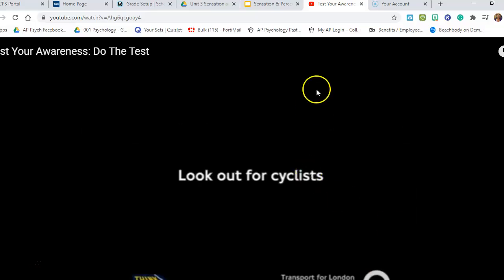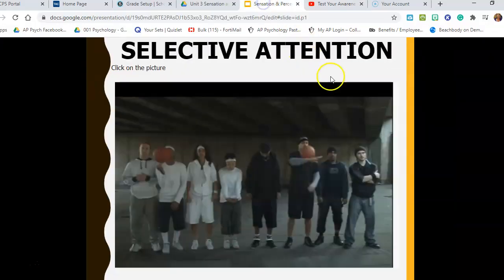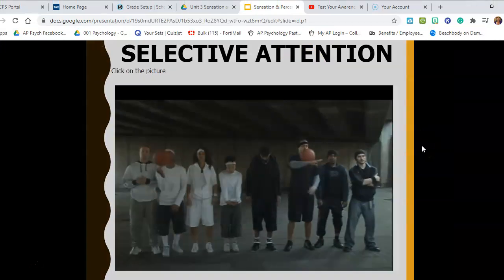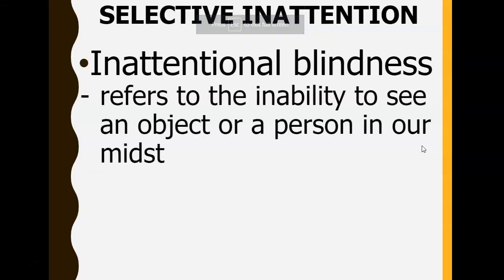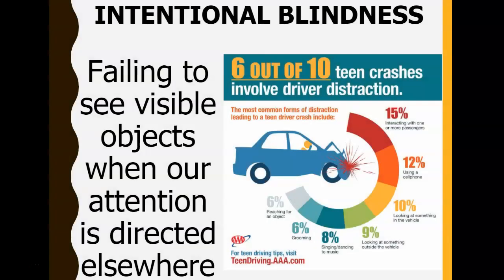All right, so this is actually a bicycle commercial. So look out for cyclists. And again, that is an example of selective attention when you're looking out for bicyclists there. So selective attention here, or inattentional blindness, excuse me, if we're going to define it, refers to the inability to see an object or a person in our midst. If you failed to see the moonwalking bear, then you did have some inattentional blindness at that point.